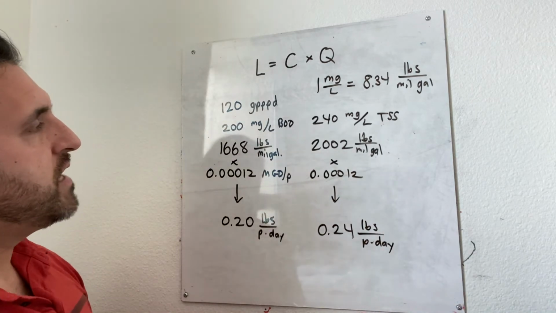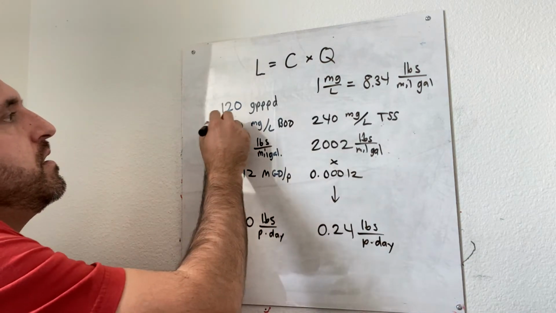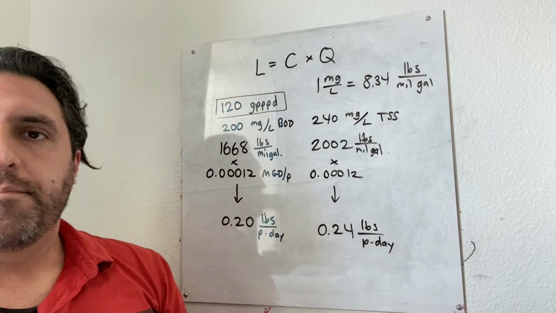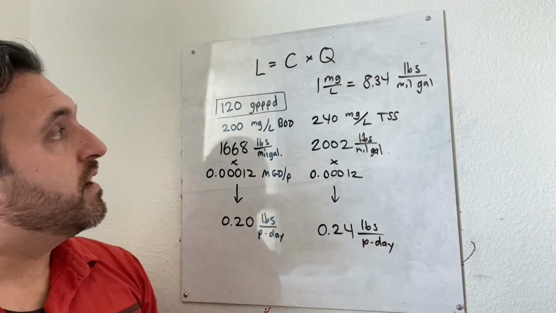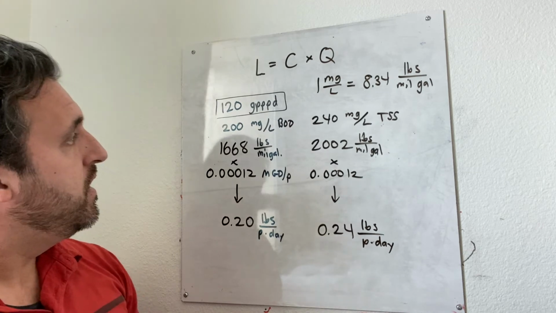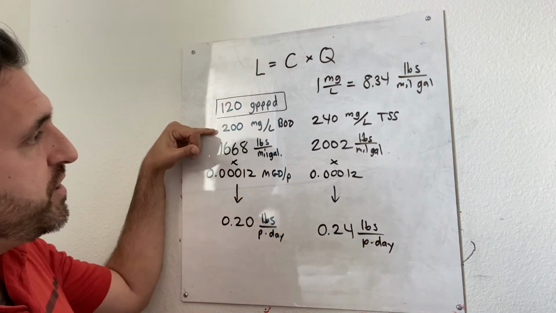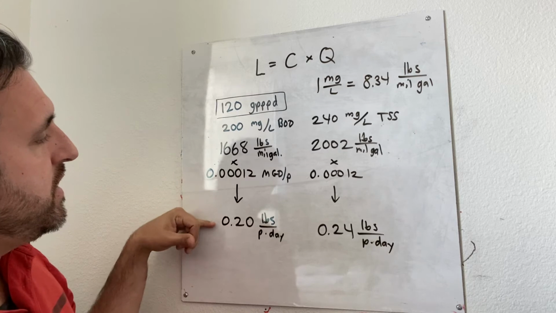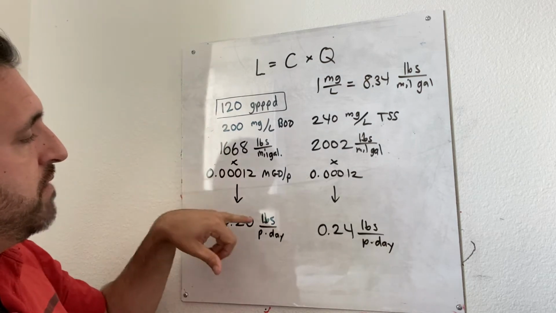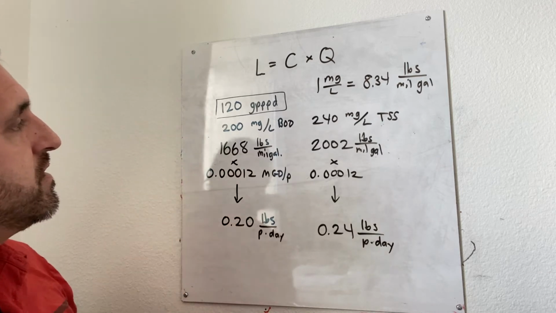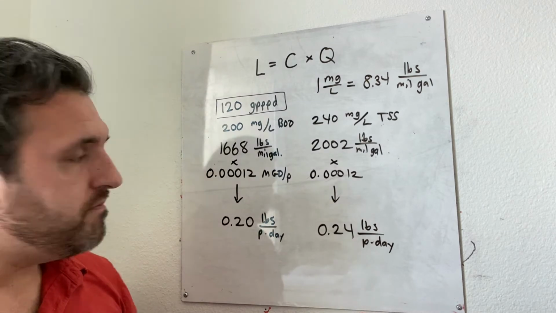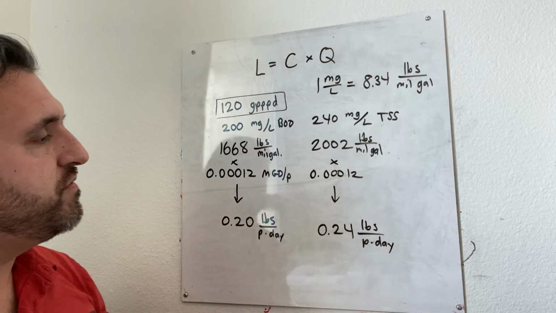So this example also shows that when you're talking on a per capita basis for residential wastewater, where a common value used in some areas is 120 gallons per person per day, whatever your concentration is, that's approximately equal to the loading in pounds per person per day if you divide it by a factor of 100 or 1000. All right, so 0.2 pounds per person per day, 0.24 pounds per person per day.